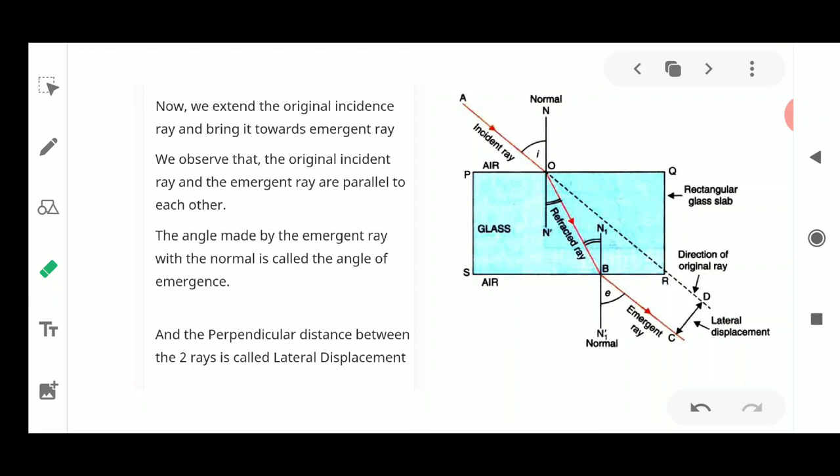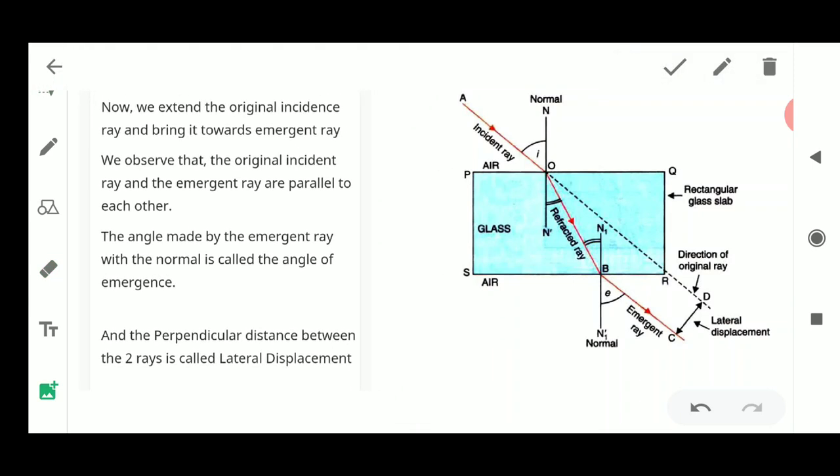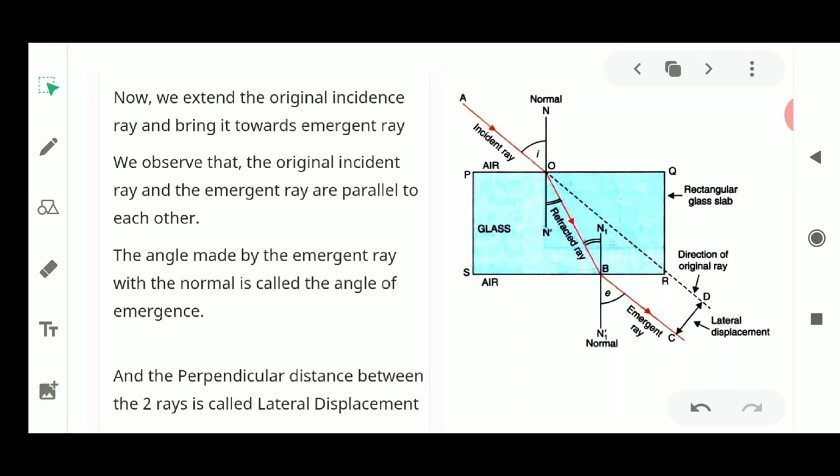Now when we extend this light ray, what happens? When we extend this original incident ray towards the emergent ray, we need to do the construction in this glass slab. When we are doing construction, it is represented by a dotted line. Similarly, the normal will also be represented by a dotted line. If this glass slab were not present here, what would have happened? This incident ray would cross without bending. Suppose that it is crossing like that only.